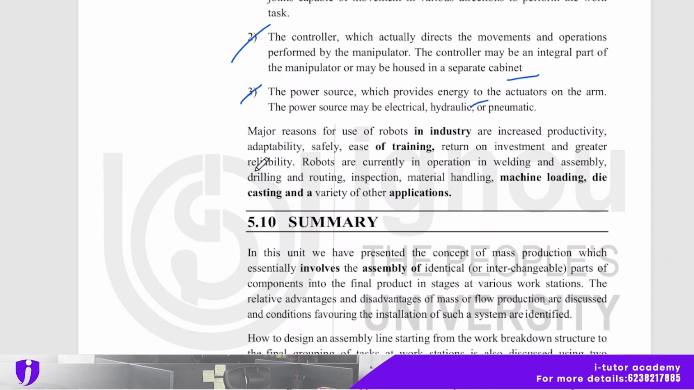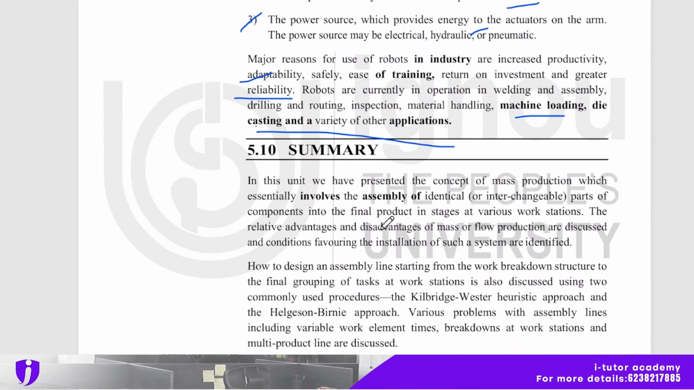And major reasons for use of robots in industry are increased productivity, adaptability, safety, ease of training, return on investment and greater reliability. Robots are currently in operation in welding and assembly, drilling and routing, inspection, material handling, machine loading, die casting, and a variety of other applications.